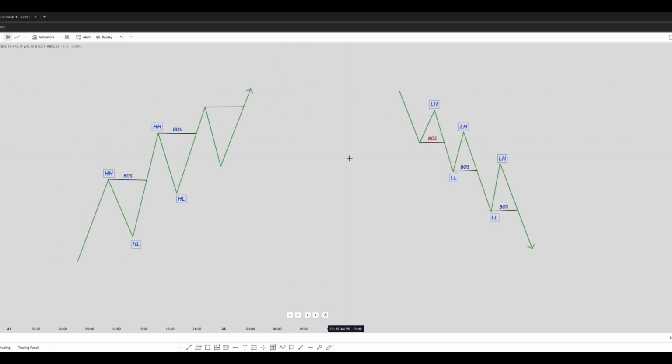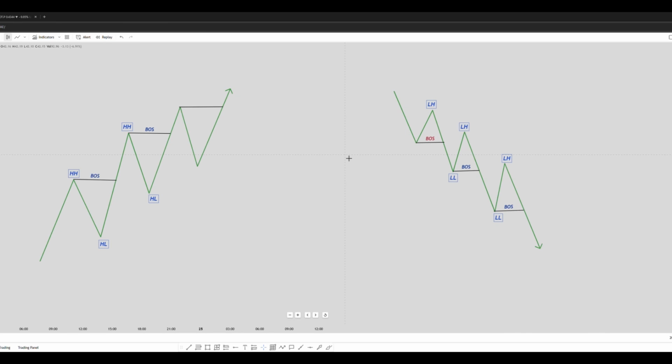So in the last series, in part 1 of market structure, we looked at the phases of market structure, and we went deep to look at a brief view of higher highs, higher lows, and break of structure. We say that break of structure is when a higher high is taken out, or when a lower low is taken out. Just like you can see from this zone, this is our break of structure. This is our higher high and this is our higher low.